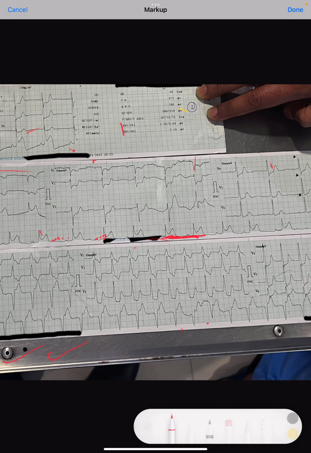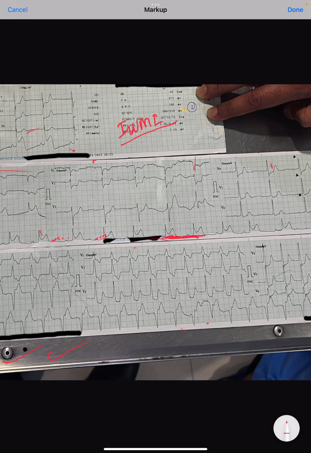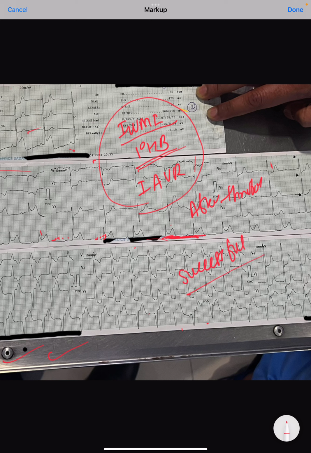So this is a very nice ECG with inferior wall MI, showing first degree heart block, and also showing idioventricular rhythm after thrombolysis, which suggests successful thrombolysis. This is one of the indications of successful thrombolysis.